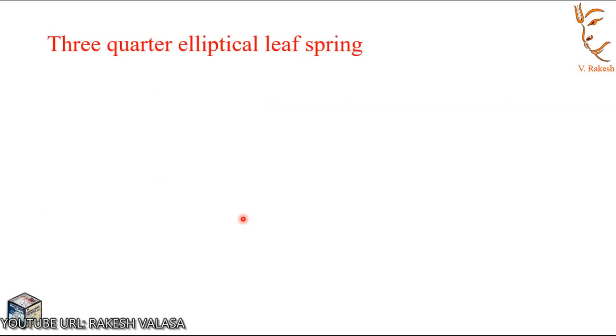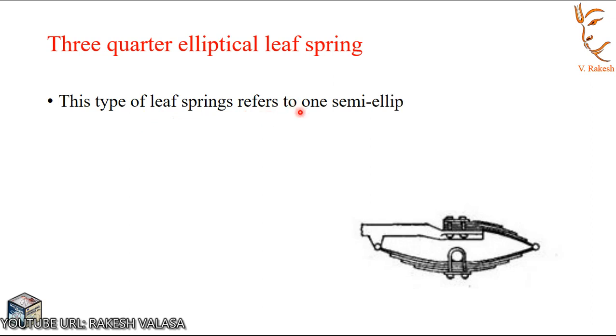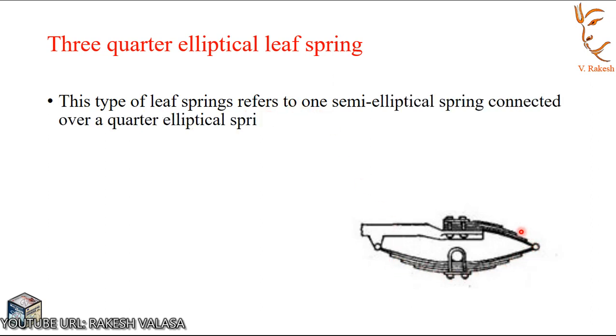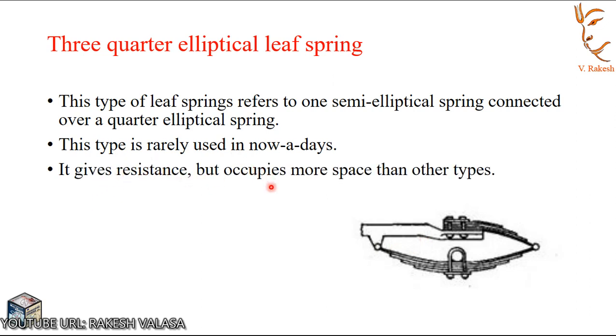Next one is 3/4 elliptical leaf spring. This type of leaf springs refers to one semi-elliptical spring connected over a quarter elliptical spring. This type is rarely used nowadays. It gives resistance but occupies more space than other types of elliptical leaf springs.